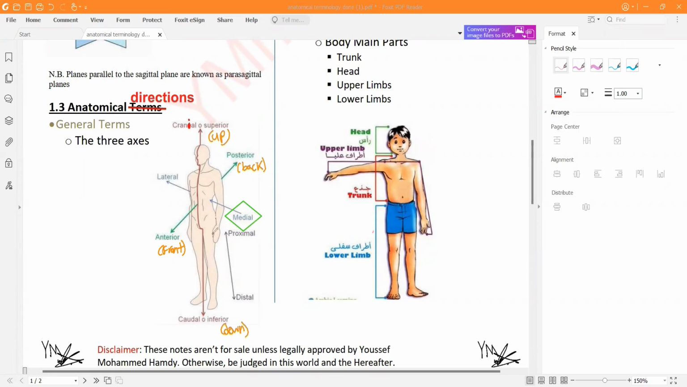Medial means towards the body midline, another name for the median line. Lateral means to side or away from the body midline.